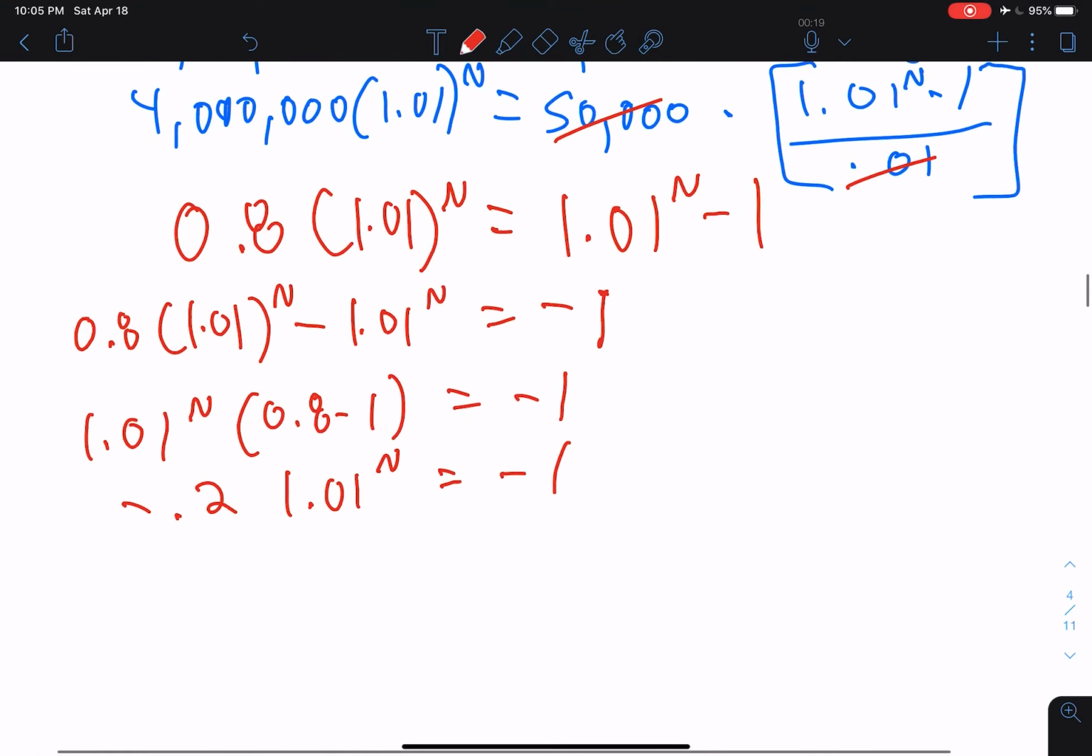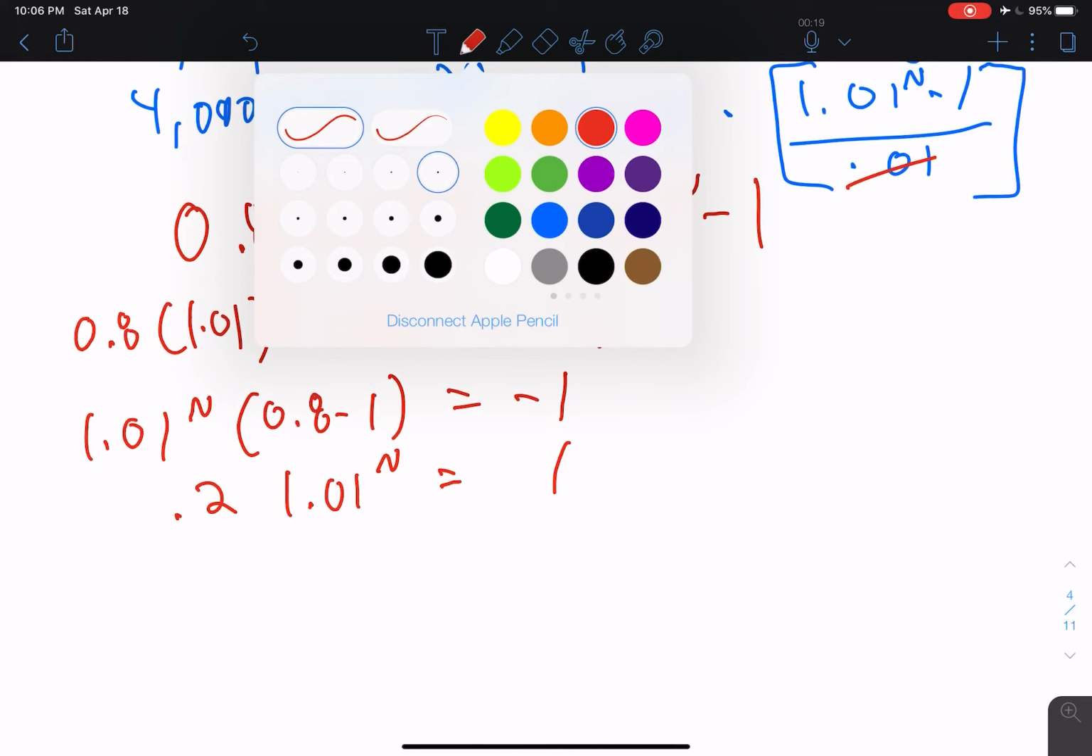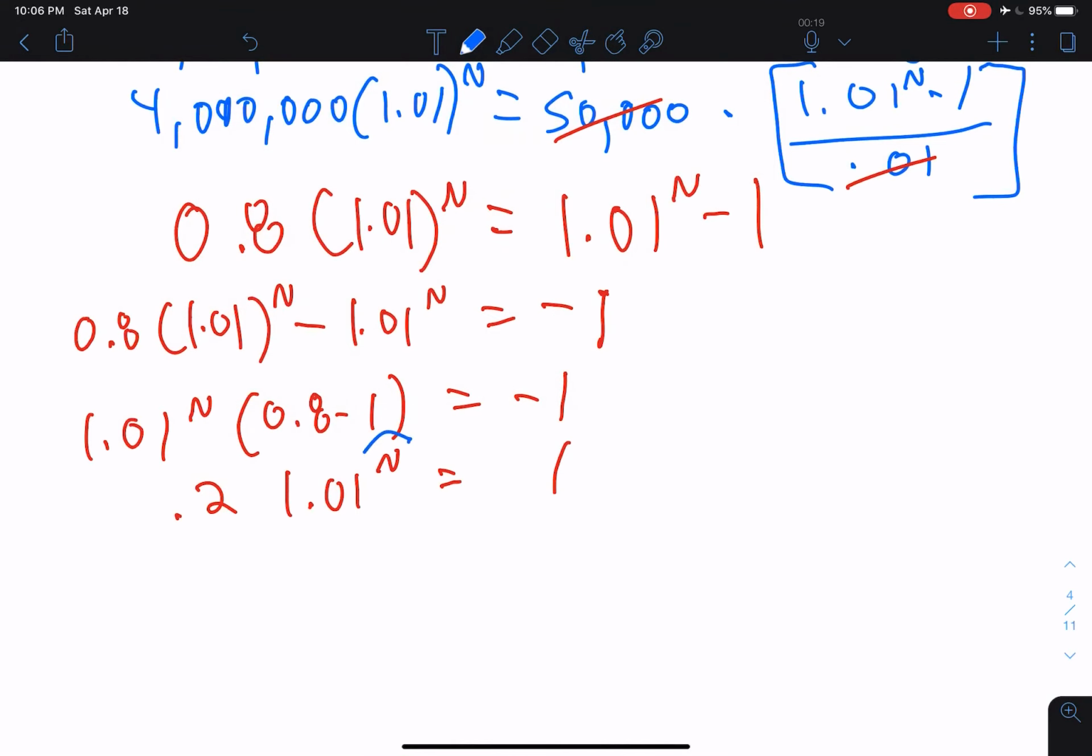I'll multiply both sides by minus 1, then I get rid of these minus signs. And now what? Well, the variable that we're solving for appears as an exponent. So once again, we'll make use of natural logs, but I guess first, probably the smartest thing to do first would be to divide both sides by 0.2. So we'll have 1.01 to the nth power equals 5.